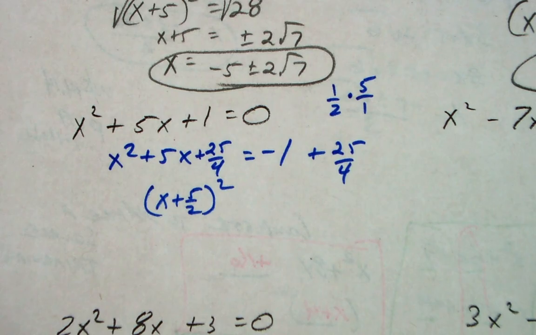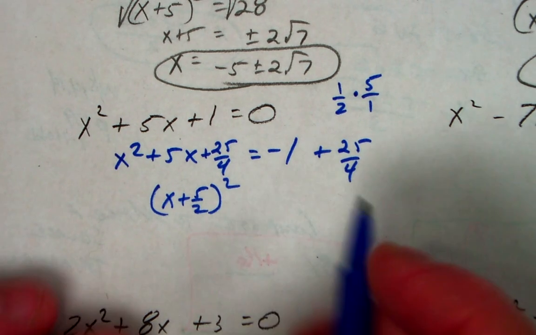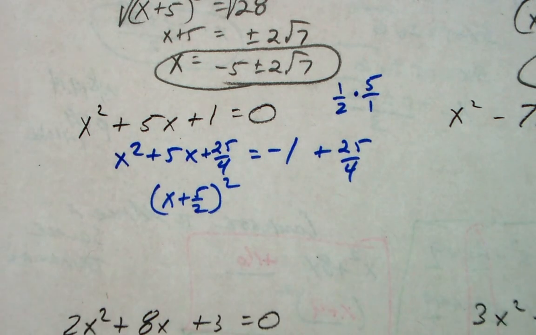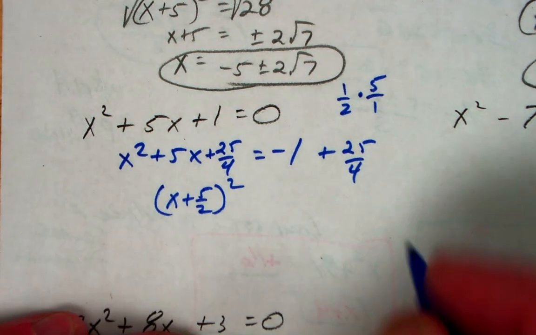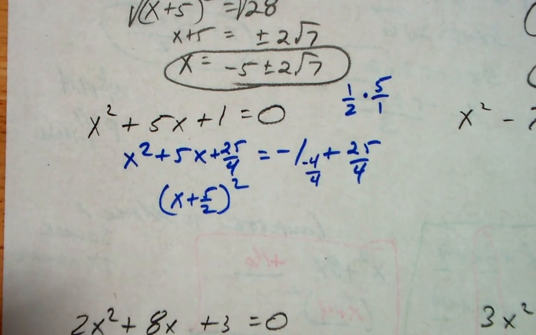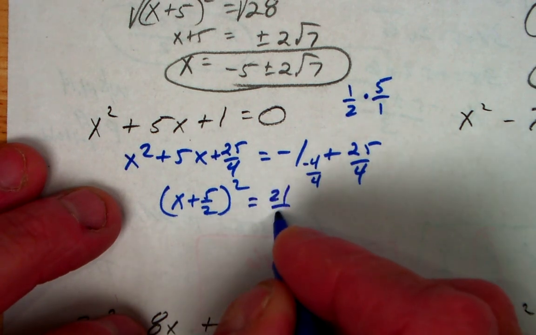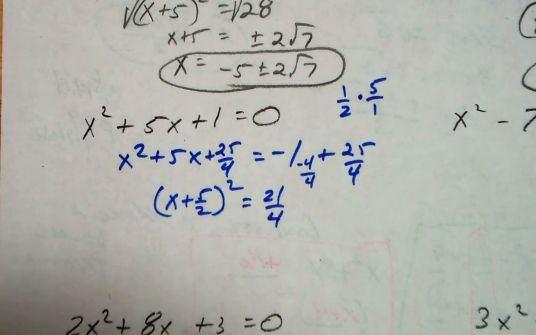So now, before we add these two things together on the right side, we need to find a common denominator. My common denominator is going to be 4. So if I look at this -1, how many fourths is -1? It's -4/4. Okay? So we will say this equals 21/4. So we're entering the no calculator zone because we can do this without.